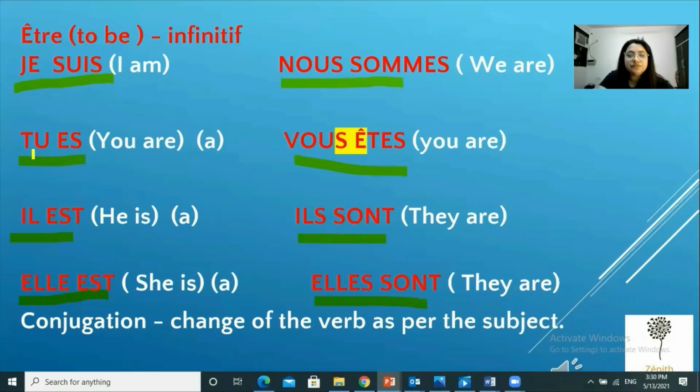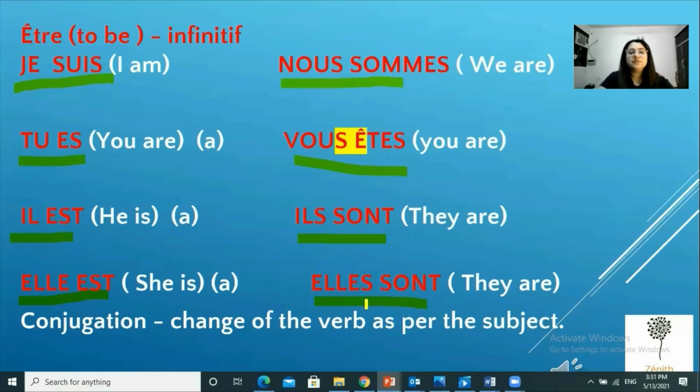Okay, let's repeat once again. Je suis, tu es, il est, elle est, nous sommes, vous êtes, ils sont, elles sont. Simple.